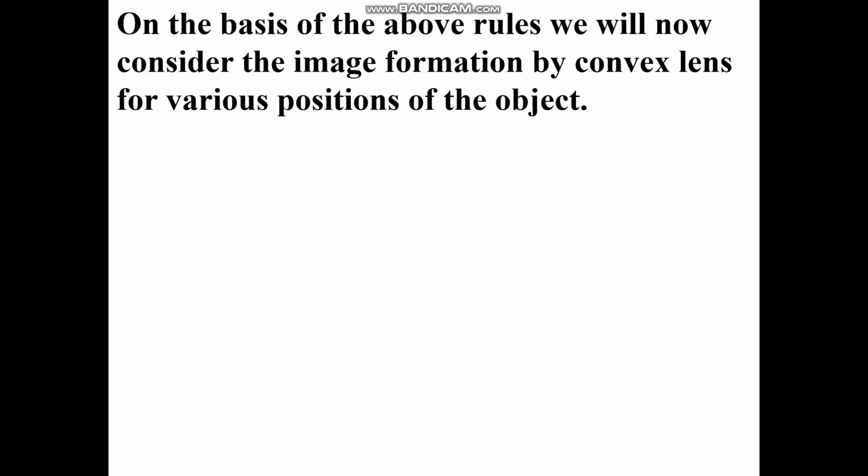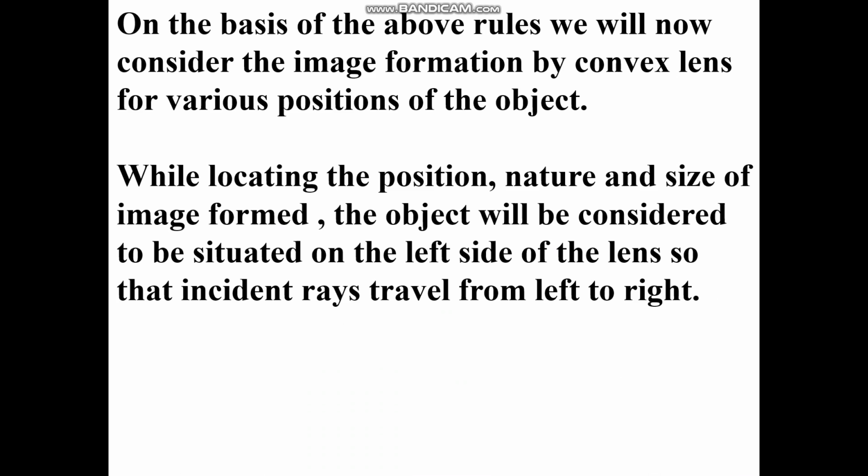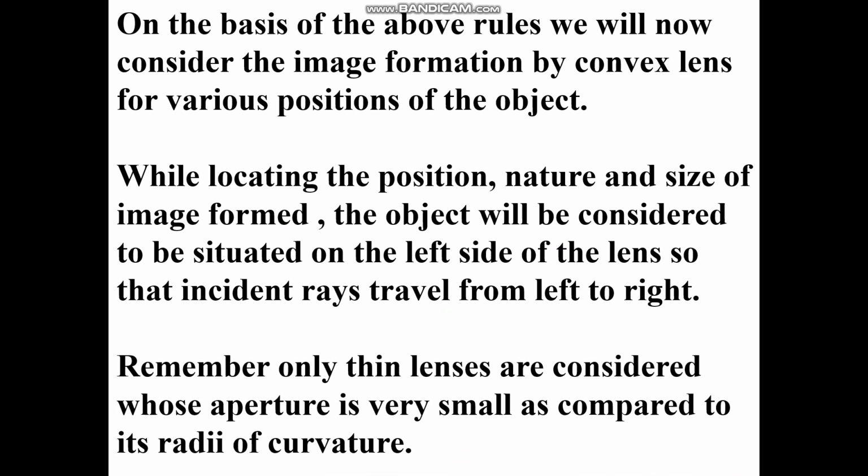On the basis of the rules that we have done, we will now consider the image formation by convex lens for various positions of the object. While locating the position, nature and size of image formed, the object will be considered to be situated on the left side of the lens so that incident rays travel from left to right. Remember, only thin lenses are considered whose aperture is very small as compared to its radii of curvature.